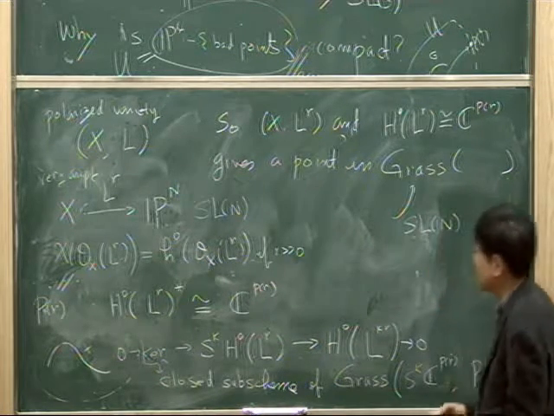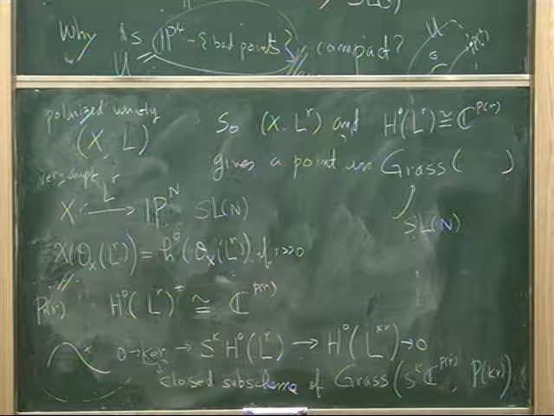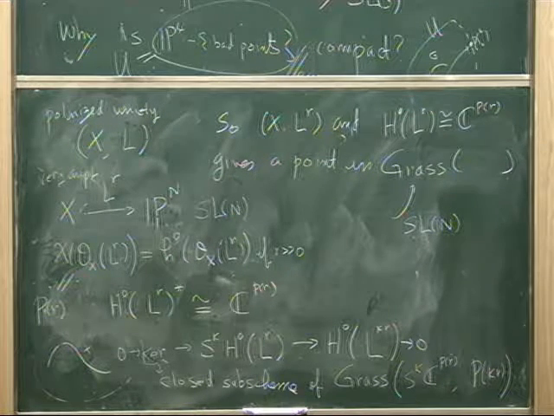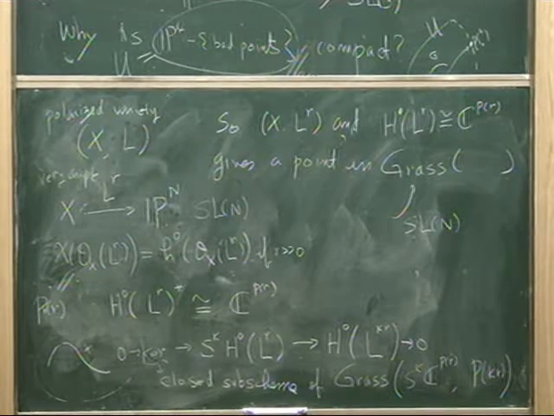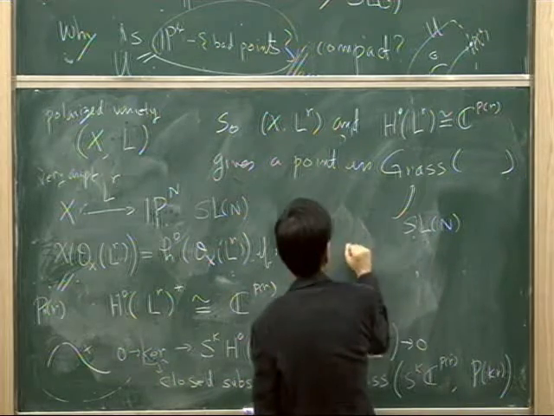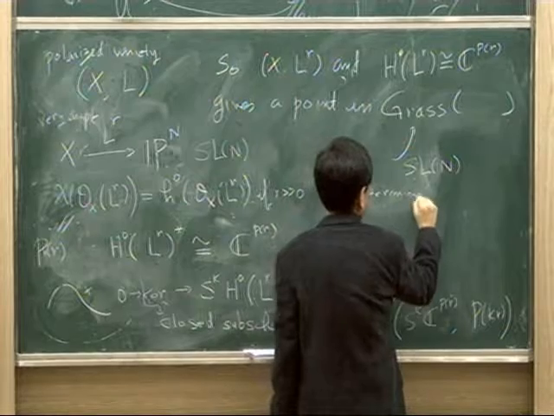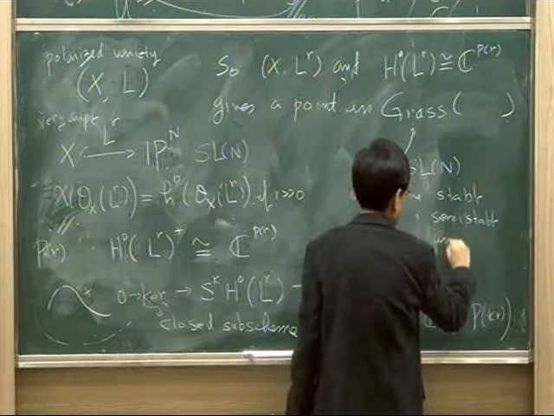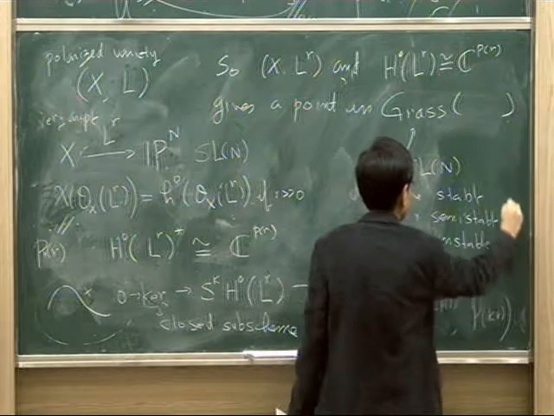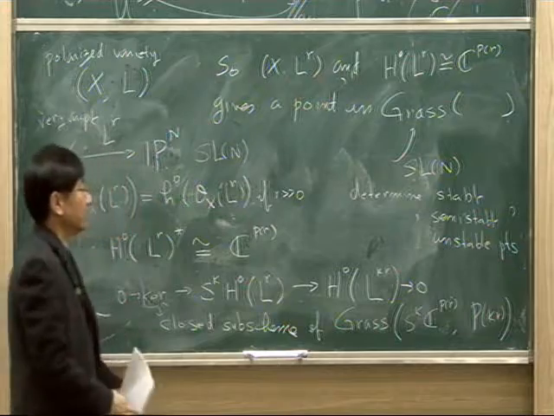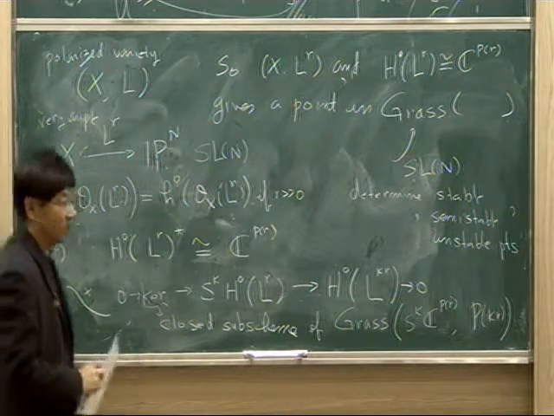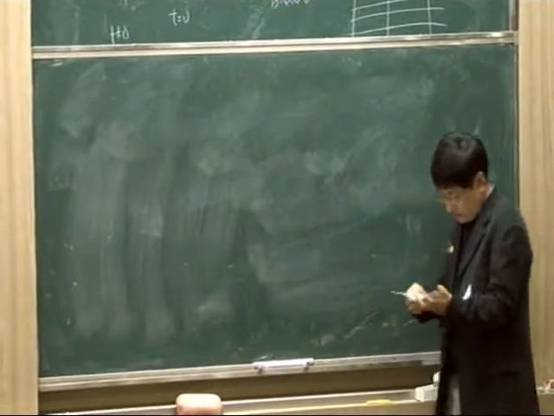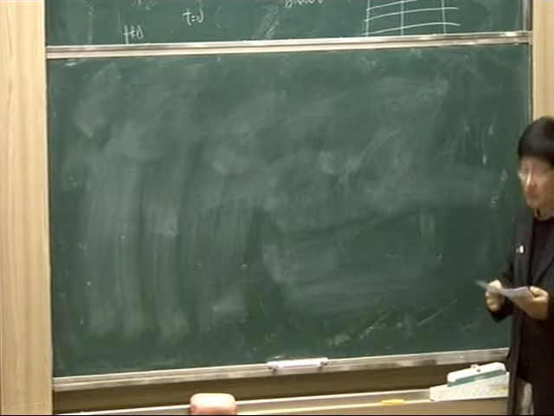So then how to determine which points are good, which points are bad. So after this action, then we need to determine stable, semi-stable, unstable points. But still I didn't define which one is stable and semi-stable or unstable. So what's the general definition of a stable, semi-stable, unstable point? So now let me define these notions of a stable, semi-stable, and unstable point.